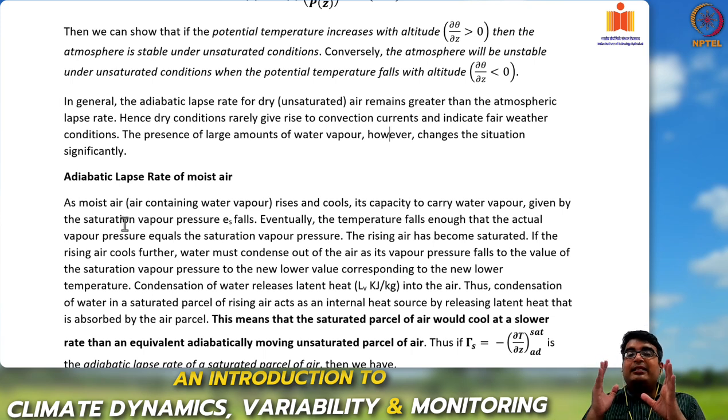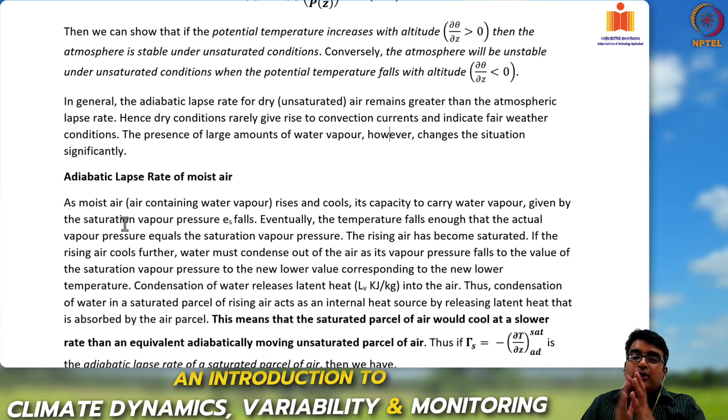Now let's understand the basic physics first, and then we will look at the expressions. In the next class, we will give a derivation of this adiabatic lapse rate as well, if time permits. Okay. So when moist air is rising and cooling, initially nothing happens because the air is still under unsaturated conditions. But eventually, the air reaches its saturation point at that temperature and pressure, given the amount of moist air it contains. Correct. So eventually the temperature falls enough that the actual vapor pressure equals the saturation vapor pressure for that air parcel.